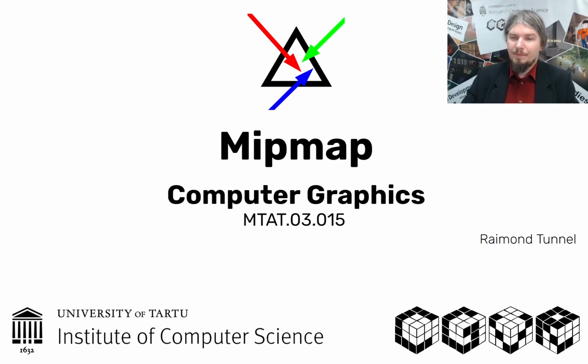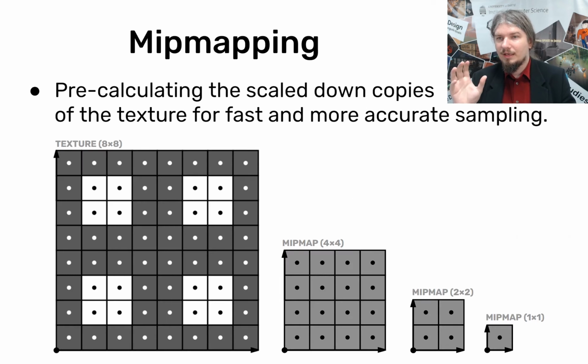Mipmap. Mipmapping is a technique to remedy the issue we saw in the previous video. What it does is it pre-calculates the scaled down copies of the texture for fast and more accurate sampling. For example, if we have this 8x8 texture that we saw before that had this issue that if we downscale it to a 2x2 result, then we got a white image because the sample points happen to be in the middle of these white texels.